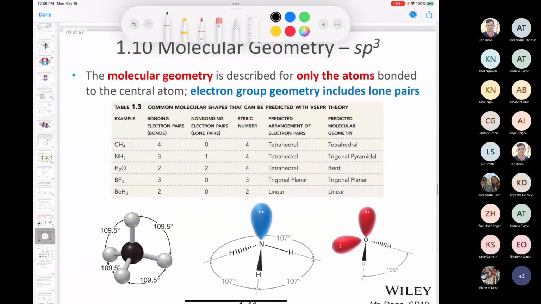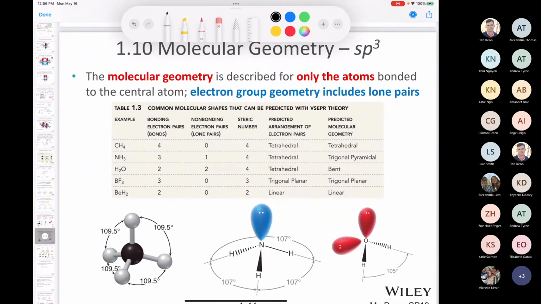And so you need to know the difference between electron geometry and molecular geometry. Here in the last column, we have molecular geometry, but over here we have the arrangement of electron pairs. I like to refer to this as electron geometry. So if you go back to methane, CH4, it's got 4 sigma bonds, no lone pairs. Therefore, its molecular geometry and electron geometry are identical.